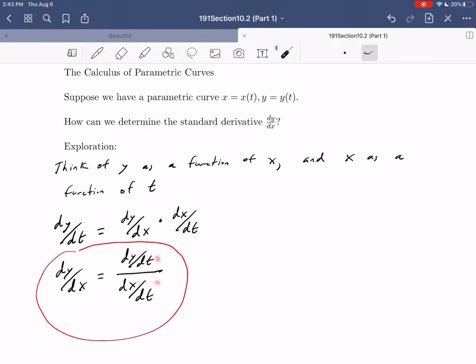We'll take the division there, and that'll give us our standard derivative, but in terms of our parameter t. Okay, so let's quickly summarize this and also see how this can be extended to the second derivative. Now, most of the time, just understanding the first derivative is sufficient to build a graph, but sometimes concavity is useful when graphing, so we might as well also know how to do the second derivative.